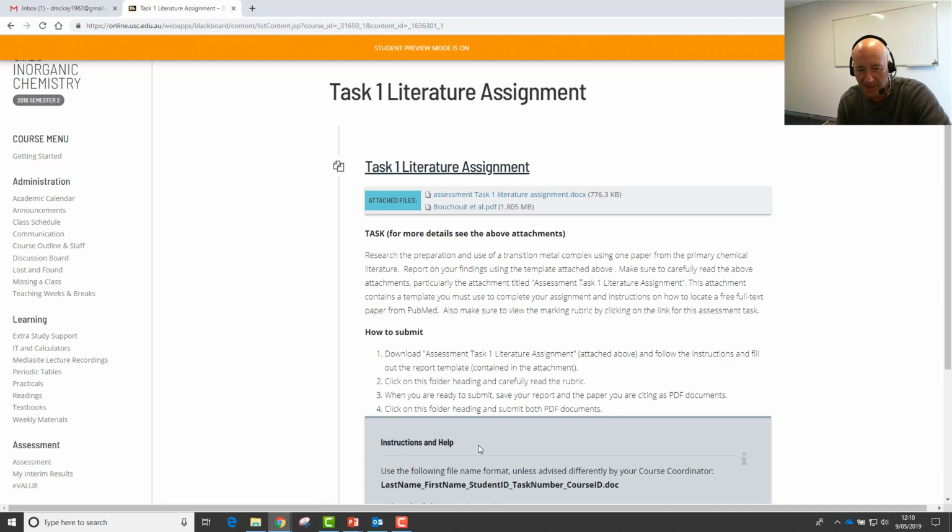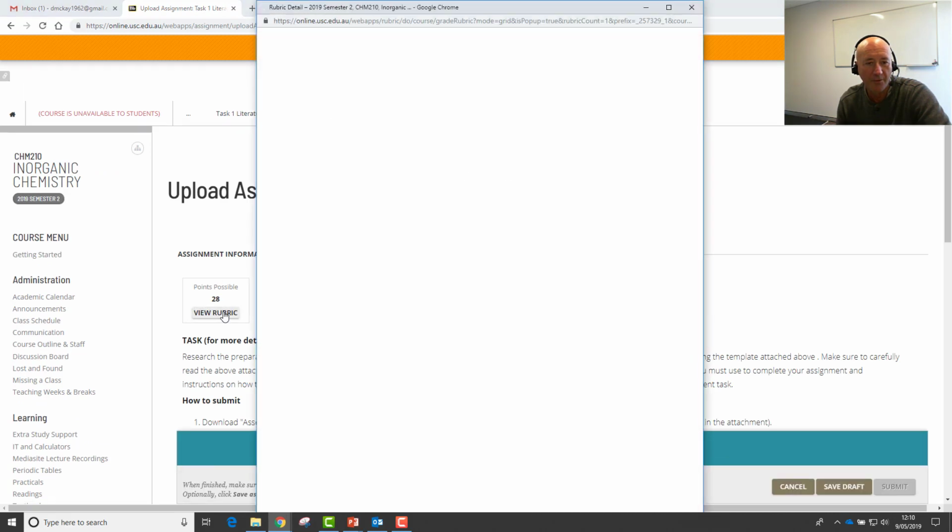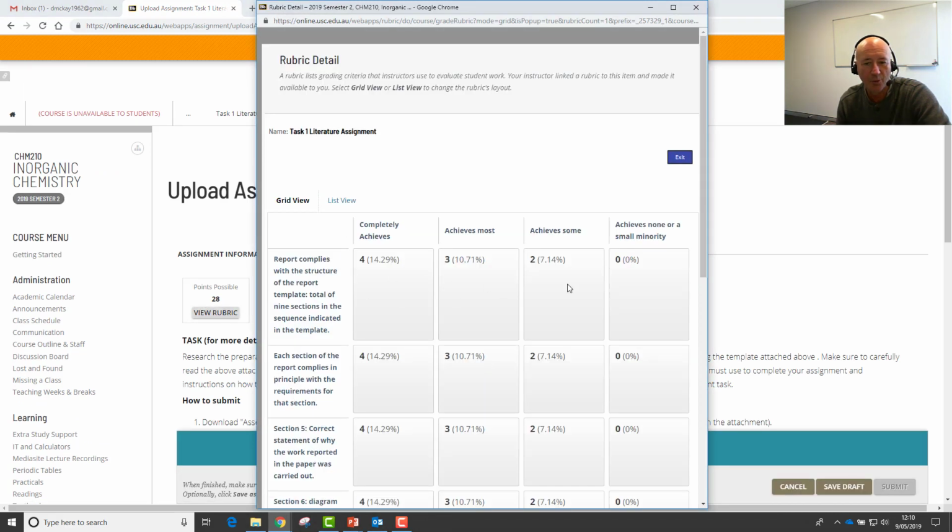Now, once you've done all of that, there are instructions there as well on how to submit your assignment, and there's also information about how we're going to mark it, and that's pretty clear as well. It says here, click on the folder heading and carefully read the rubric. If you click there, that should take you to the rubric, and you can view the rubric, and that's how we're going to mark it.